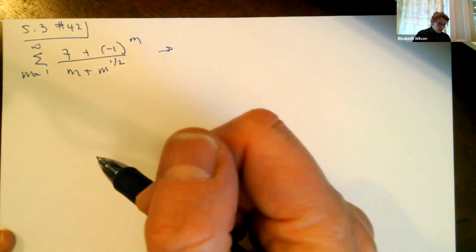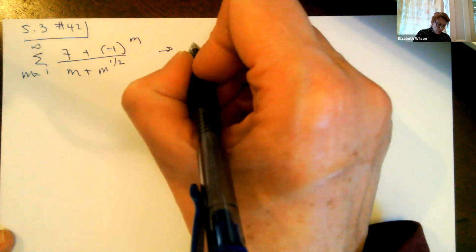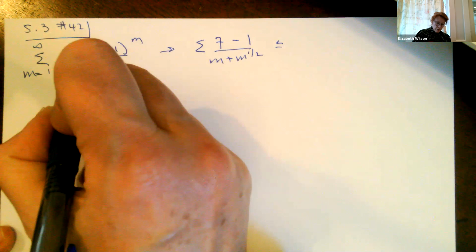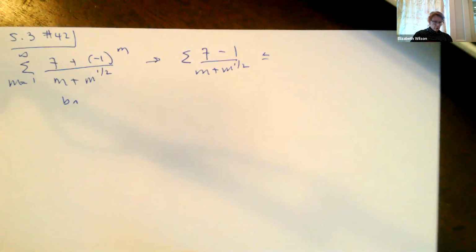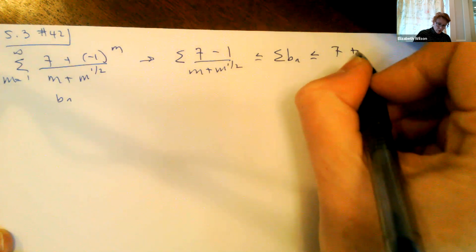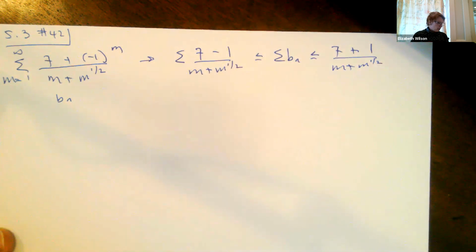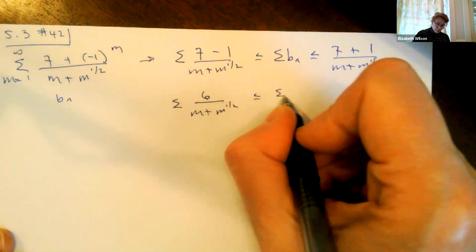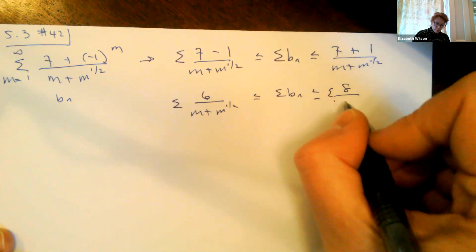Okay, so 5.3, number 42 looks like the sum from m equals 1 to infinity of (7 plus or minus 1 to the m) over (m plus m to the 1/2). Okay, so I'm looking for upper and lower bounds. Because I've got this plus or minus 1, the sum of (7 minus 1) over (m plus m to the 1/2) is less than or equal to my, I'm going to call this b sub n, which is less than or equal to the sum of (7 plus 1) over (m plus radical m). Okay, so what we're looking at is 6 over m plus m to the 1/2, which is less than or equal to 8. Oops, that's a sum to the 1/2.